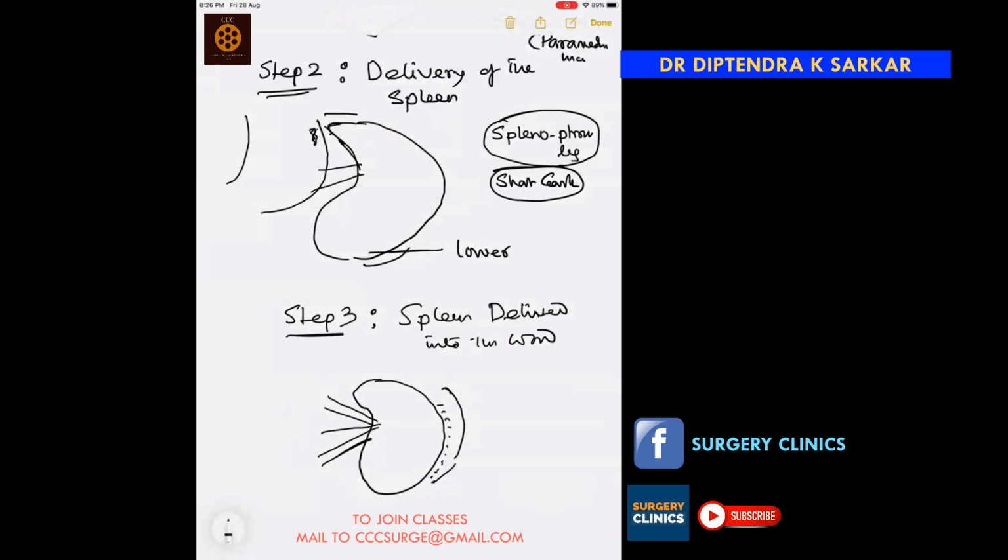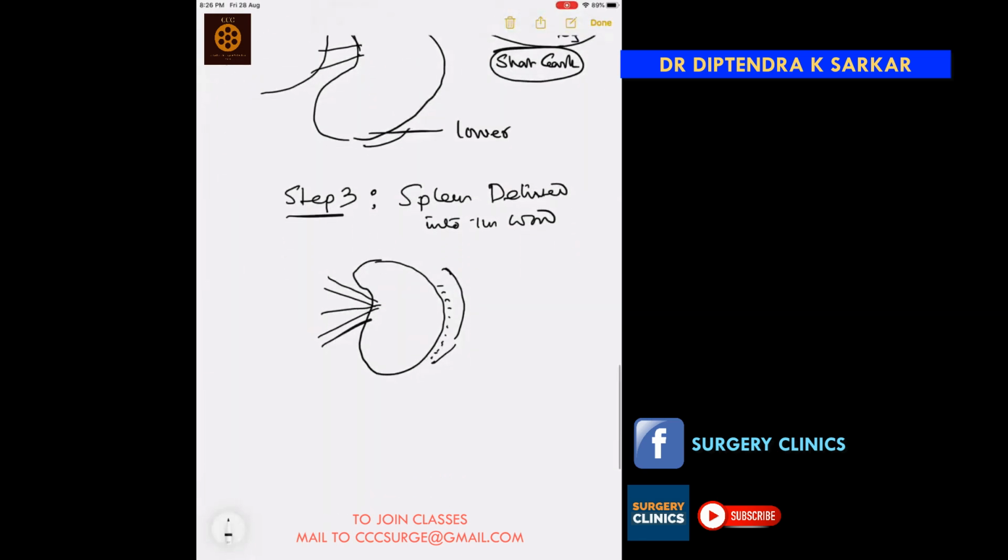Now, at this stage, there are two ways of approaching. Number one, you just sever the short gastric vessels. And once you have severed the short gastric vessels, you are sure that the splenic vein is here, and you know the splenic artery is here. And of course, the pancreas will be in front of it.